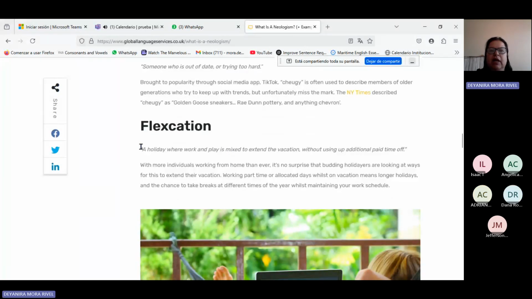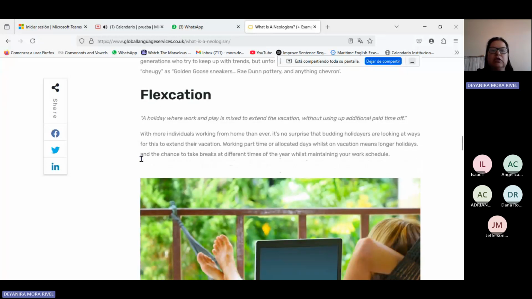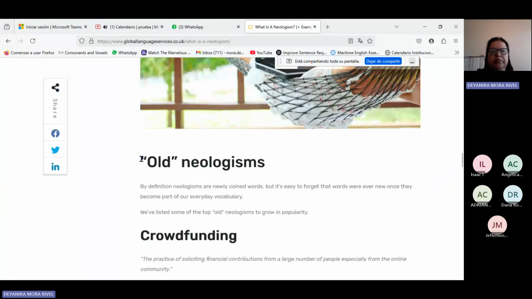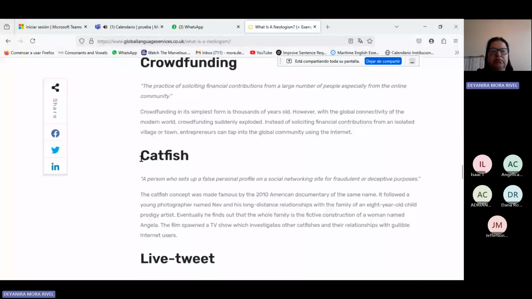Flexcation. Okay, a holiday where work and play is mixed to extend the vacation. So it is when you go somewhere for vacation, but you continue working. So you can work, because of course, a lot of people work from home now, right? So this one became a new word. Okay, this one, you might have heard this.